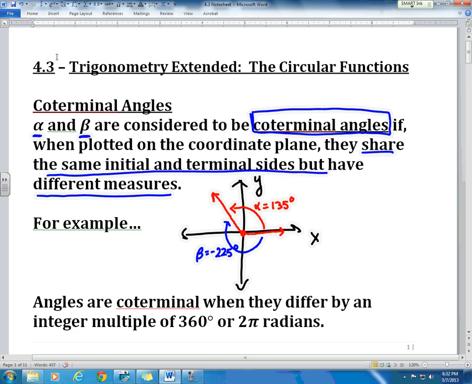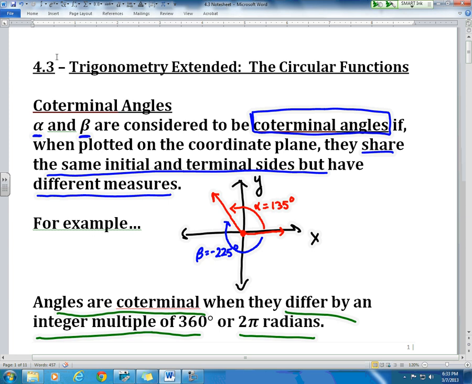Algebraically, here's what you need to think. Angles are coterminal. Get this in your notes. When they differ by an integer multiple of 360 degrees or 2 pi radians. That means that if we were to subtract these two angles, the difference between the two angles would be a multiple of 360 degrees, or if we were working in radian measure, 2 pi radians.